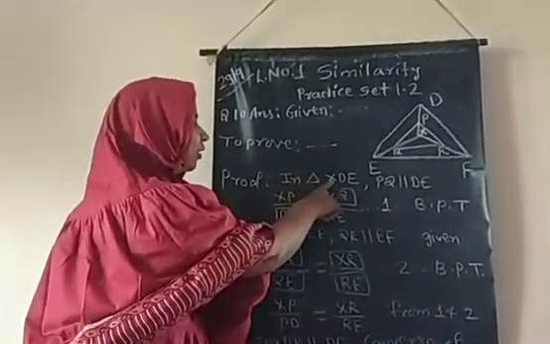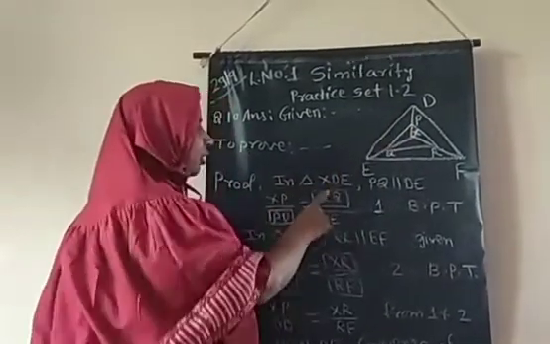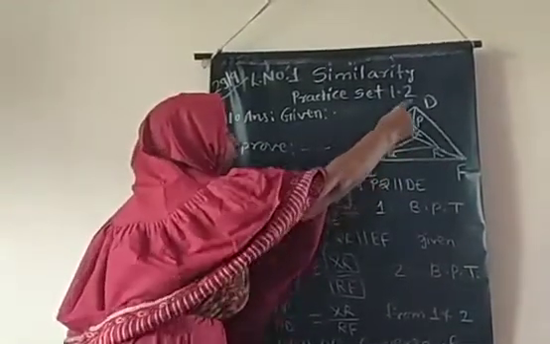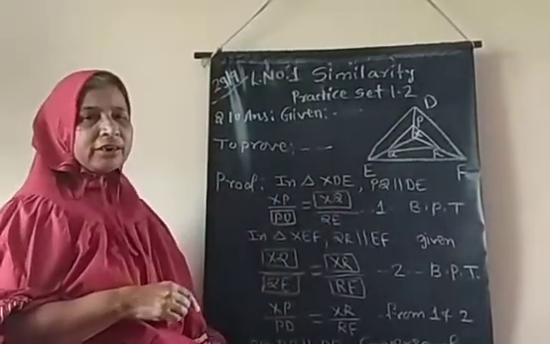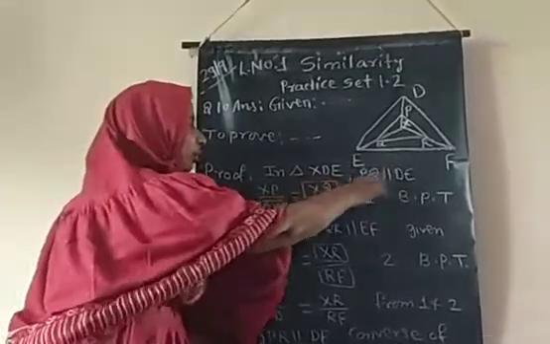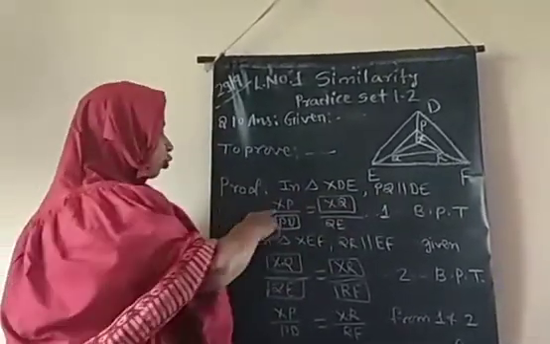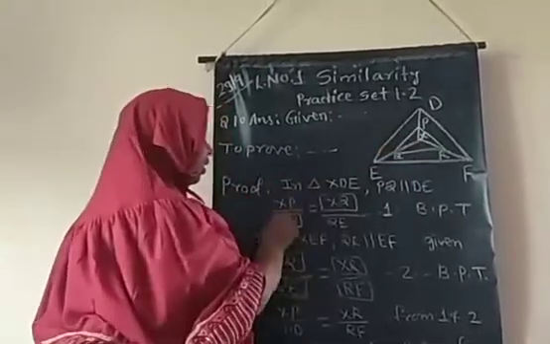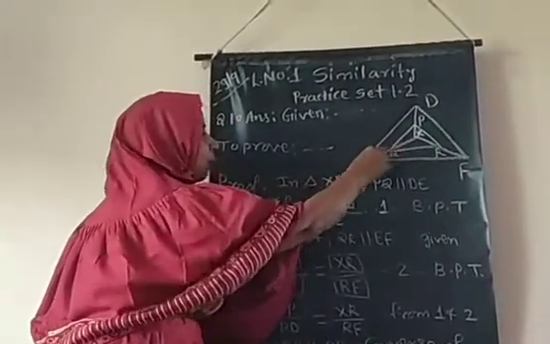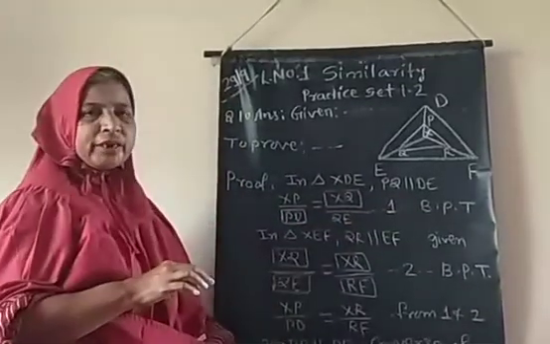First we consider this triangle XDE. In this triangle, this PQ side is given parallel to DE. It is given in the question, that means in the given part. Since the parallel sides are there, we can use the basic proportionality theorem. So the ratios are XP upon PD is equal to XQ upon QE, equation number 1, by basic proportionality theorem.